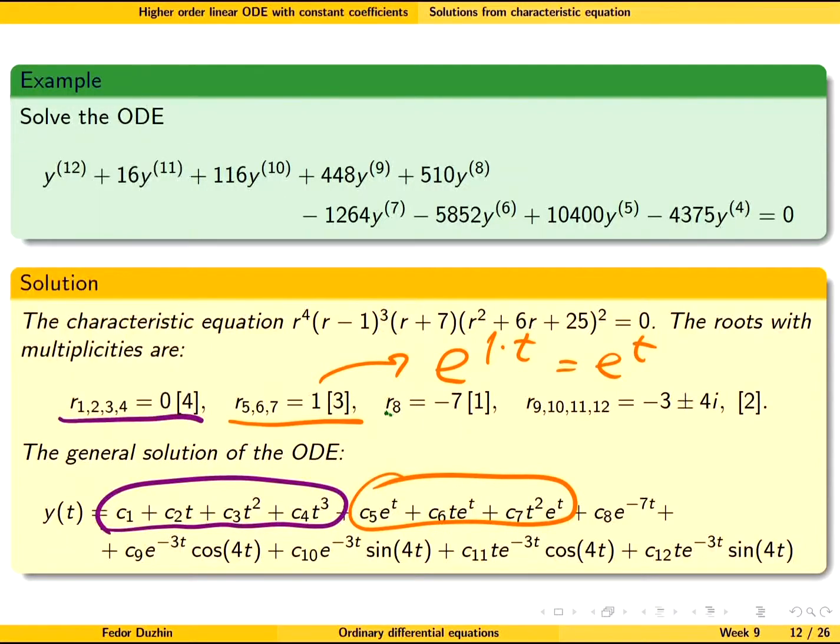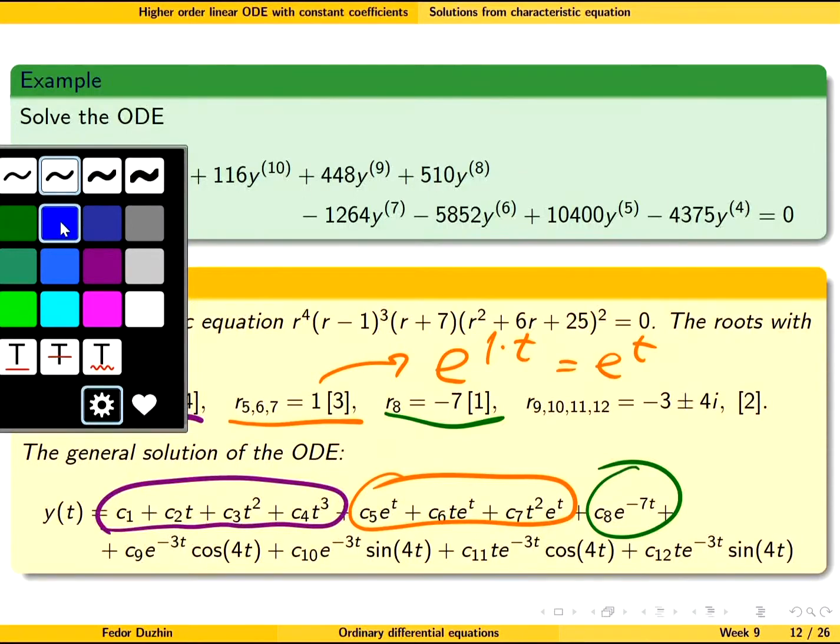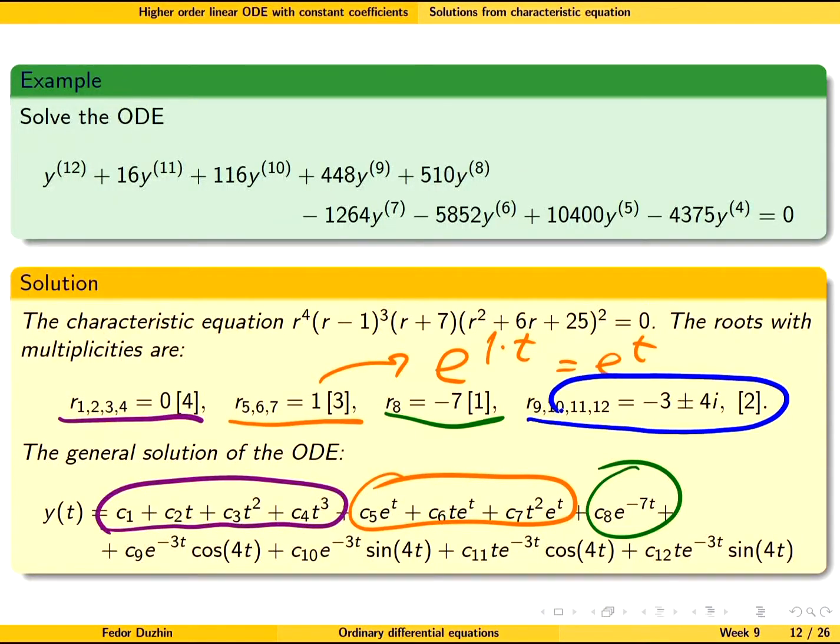Then we have minus 7, and minus 7 is the root of multiplicity 1. So this is simple. And finally, we have minus 3 plus minus 4i, and these are 2 complex conjugate roots of multiplicity 2. These 2 complex conjugate roots give us the combination of e to the minus 3t and cosine or sine of 4t, because 4 is the imaginary part and minus 3 is the real part. But since the multiplicity is 2, we should multiply by t also. So this is what we are going to get.